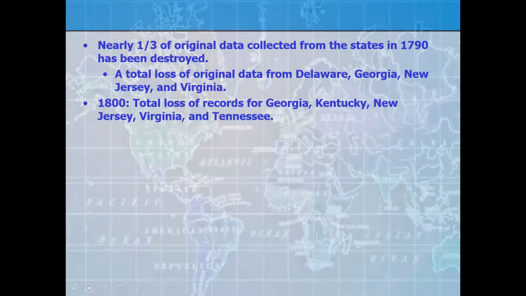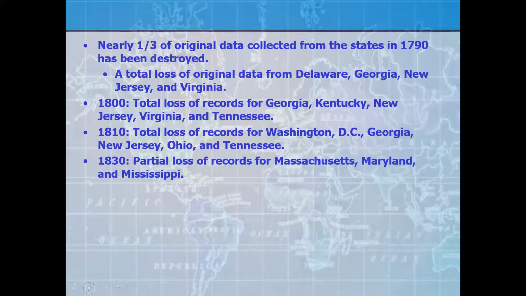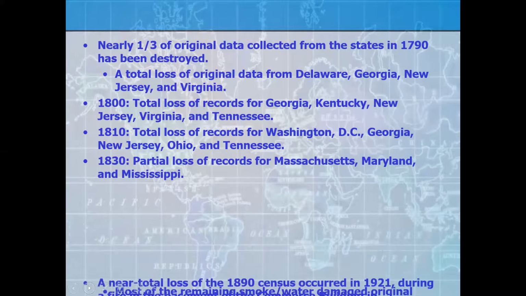In 1800, there was a total loss of records for Georgia, Kentucky, New Jersey, Virginia, and Tennessee. In 1810, a total loss of records for Washington, D.C., Georgia again, New Jersey, Ohio, and Tennessee. In 1830, there was a partial loss of records for Massachusetts, Maryland, and Mississippi.